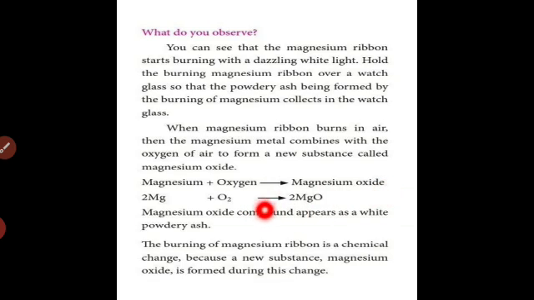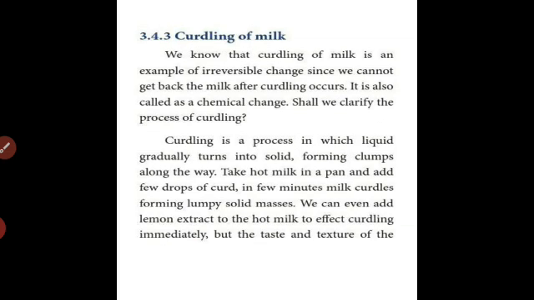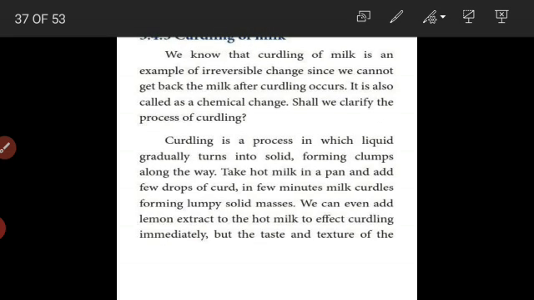Magnesium oxide compound appears as a white powdery ash. The burning of magnesium ribbon is a chemical change because from magnesium and oxygen we got a new substance, magnesium oxide, formed during this change. It's a chemical change. Next we will talk about curdling of milk.